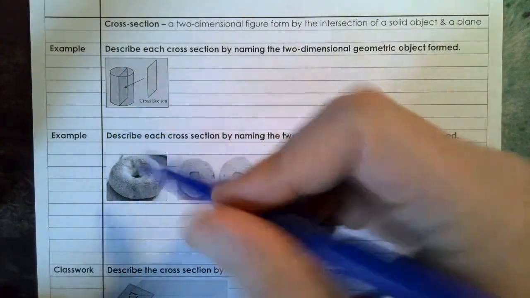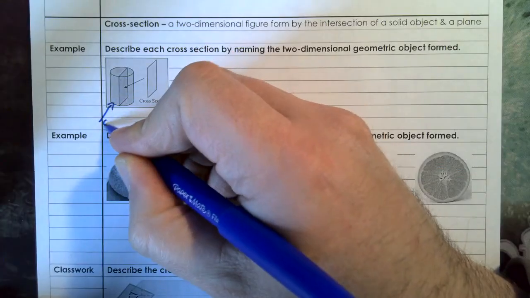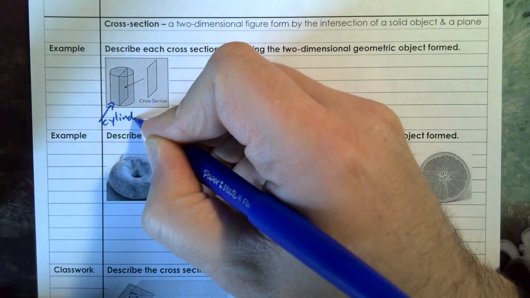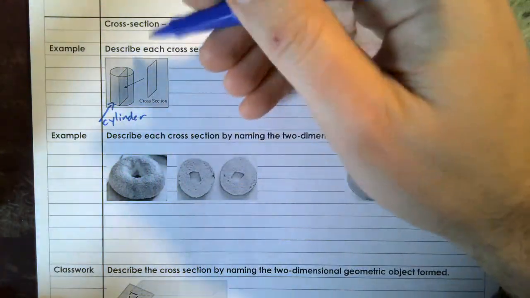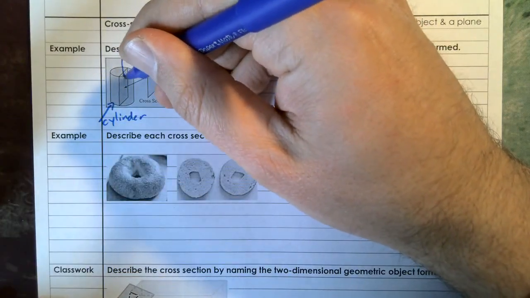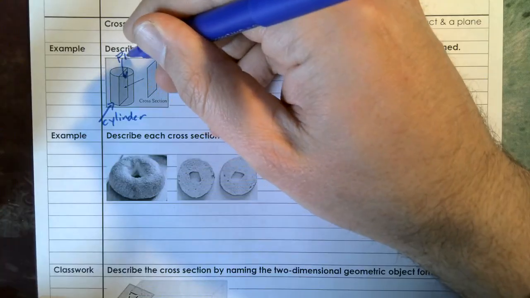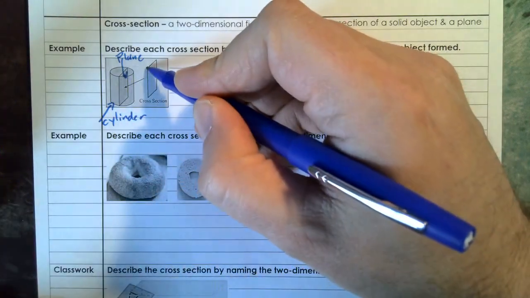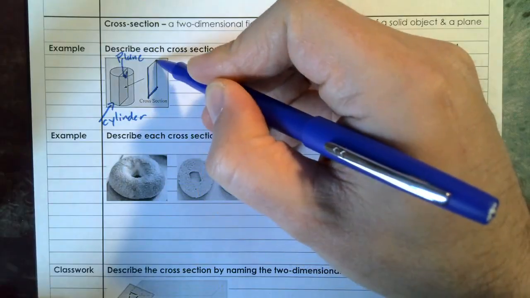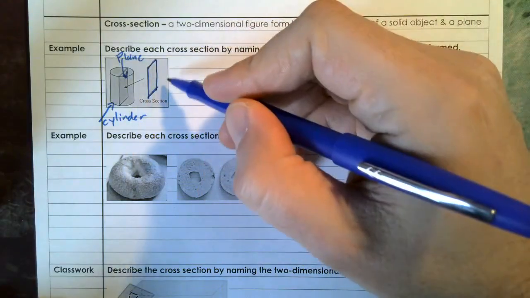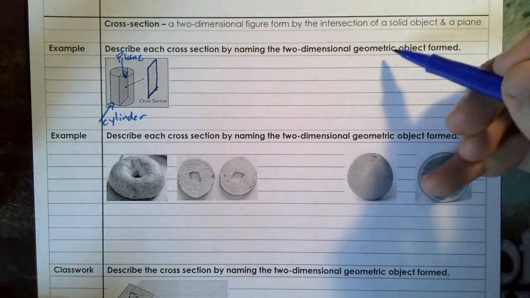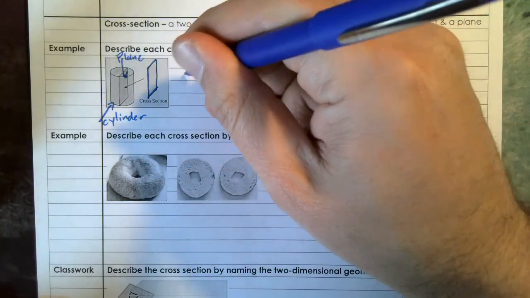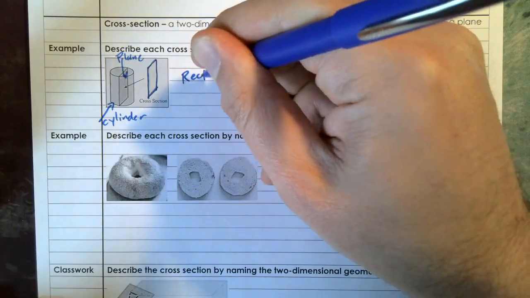So here we have a cylinder that has this cross section that's going through it. So this thing right here is the plane that is intersecting our cylinder. And that cross section creates this shape right here. This cross section, that two-dimensional figure, in this case would be a rectangle.